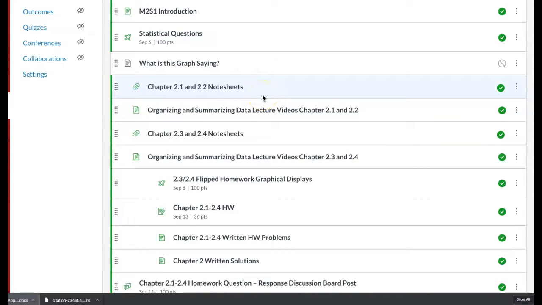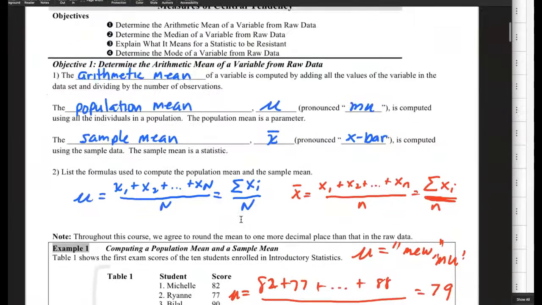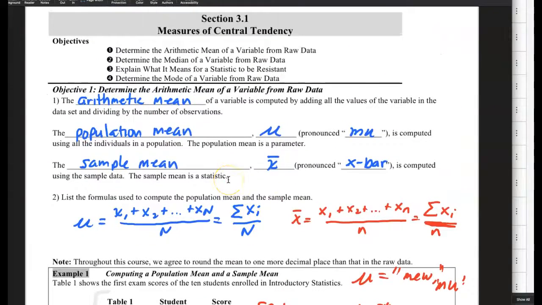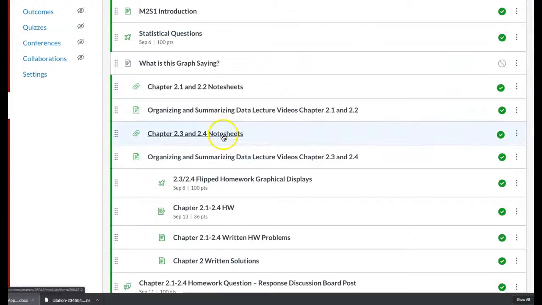Every module is connected to the chapter in the book, and you'll see I provide note sheets. Note sheets look like this. So students get these note sheets, and this is what I would use to lecture or what they would use to go through flipped homework assignments. I provide these note sheets for all the chapters, so they have access to the note sheets.